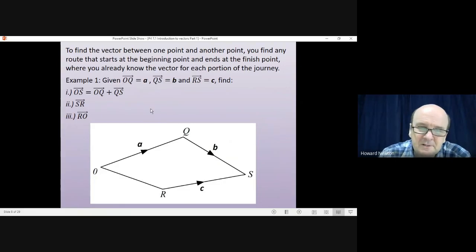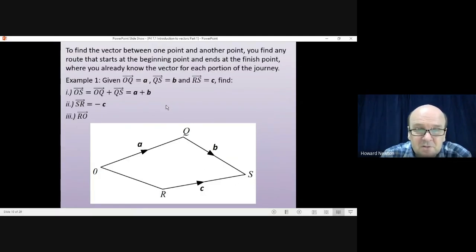Okay, let's have a look at this. So as we said, the vector from O to Q is A, the vector from Q to S is B, and we're just adding those together. So the vector from O to S will just be A plus B. The vector from S to R, well, to get from S to R, I need to go along this vector, but you'll notice that the vector from R to S is C. That means the vector from S to R is going backwards along C, and we do what you'd expect. We just write that as minus C.